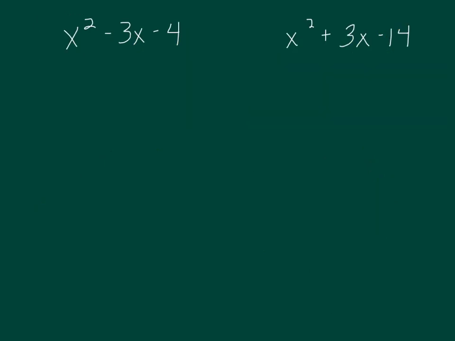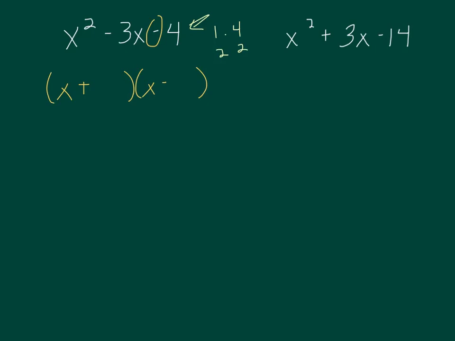Now, when the second sign is negative, what that means is that when I factor this, my two signs in my parentheses will be different. One will be positive, one will be negative. And when I'm asking myself what factors are going to work, I will now say subtract in my head. So I'm going to look at what multiplies to be 4 and subtracts to be 3. So I have 1 and 4 and 2 and 2.